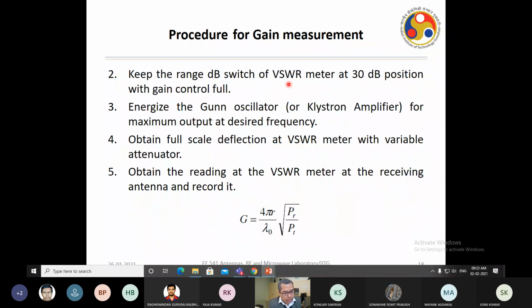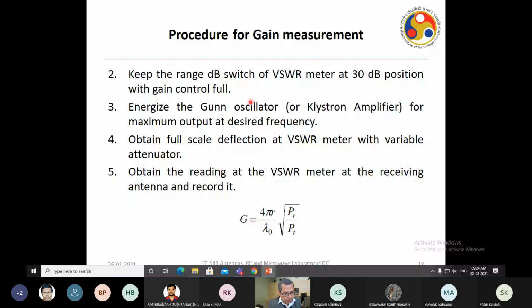You keep the range dB switch of the VSWR meter at 30 dB position with gain full control. So you can either keep it 30 dB, 40 dB, or 50 dB. That will be shown by the tutor. So this is just one typical number. Range dB, you can put it depending on the power you are giving, it can keep on changing. Then you energize the Klystron amplifier for maximum output at the desired frequency like last time. Then obtain full deflection at the VSWR meter with the variable attenuator. Then you also obtain the reading of the VSWR meter at the receiving antenna and record it.